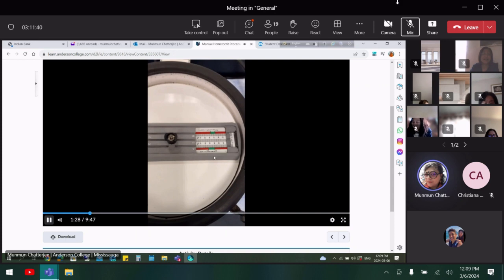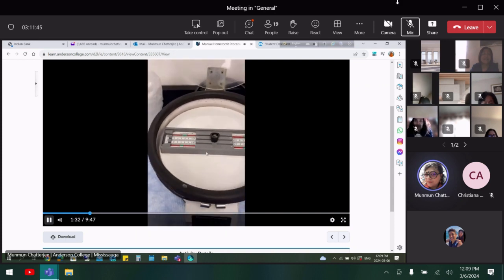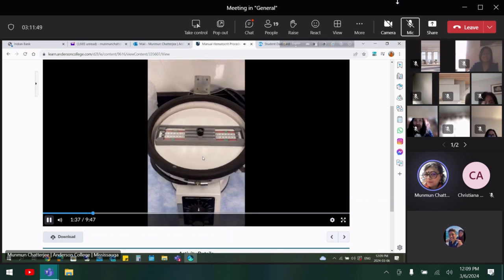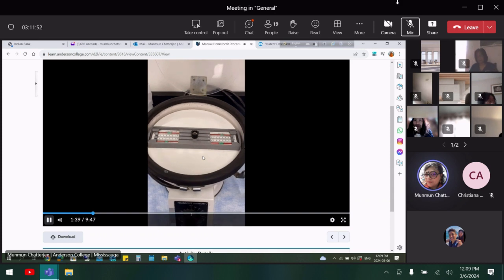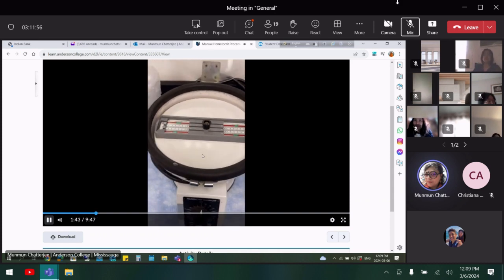Now we run 2 on the same patient, and that's a way of monitoring our quality control. We can be plus or minus 1% out, and that is our tolerance error for this procedure.